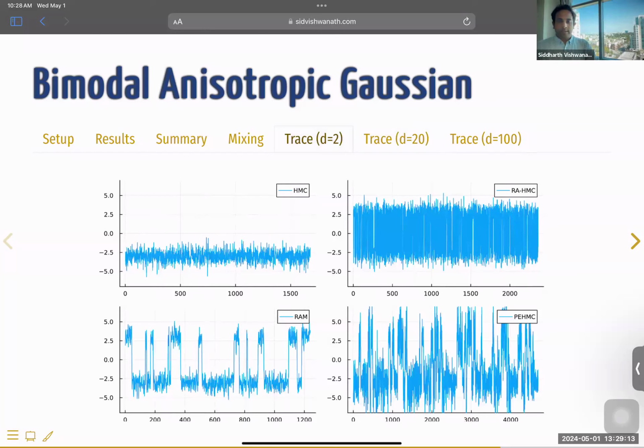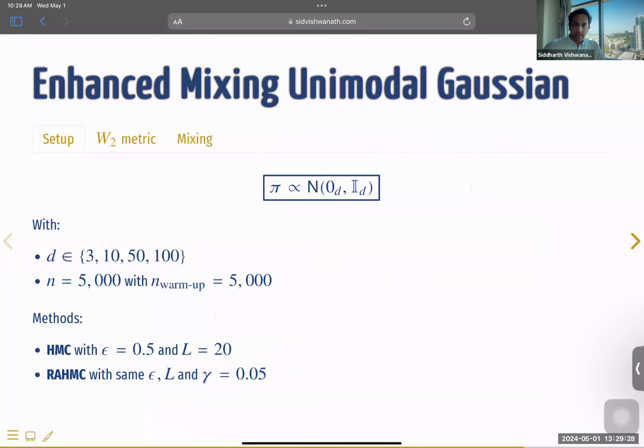Okay, so hopefully these experiments should convince you a little bit that this method is useful when you're dealing with multimodal distributions. But something interesting that we observed was what happens when you just consider a unimodal isotropic Gaussian distribution. Right? So in this setting, our target distribution is just the plain vanilla normal distribution with mean zero, identity covariance matrix, right? So it's strongly log concave, and we're going to do this for 4 different dimensions ranging from 3 to 100.